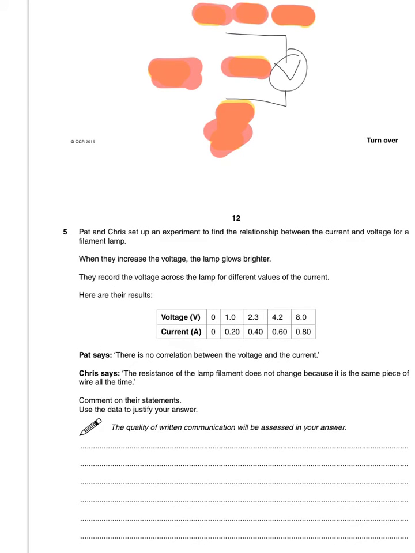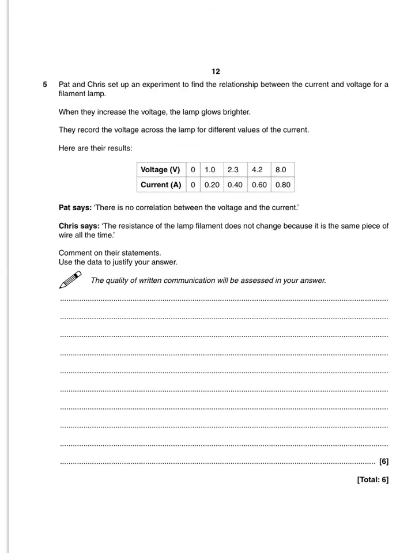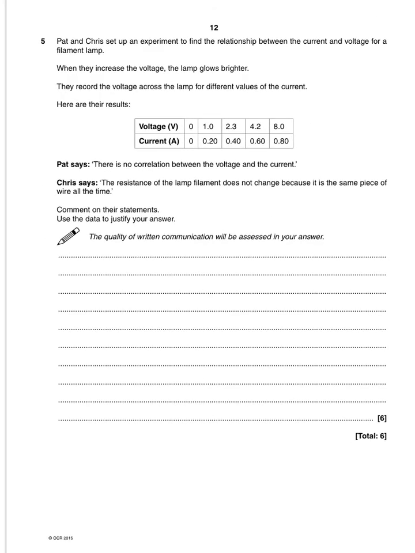Alright, okay, and so on to question 5, a 6 marker, and hopefully not a bad one, targeted up to grades A. So what we've got is Pat and Chris setting up an experiment to find the relationship between current and voltage in a filament lamp. When they increase the voltage, the lamp grows brighter. They record the voltage across the lamp for different values of the current. Well, that's a hard way of saying they record the voltage and the current.